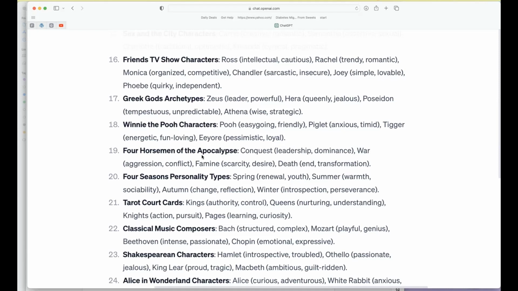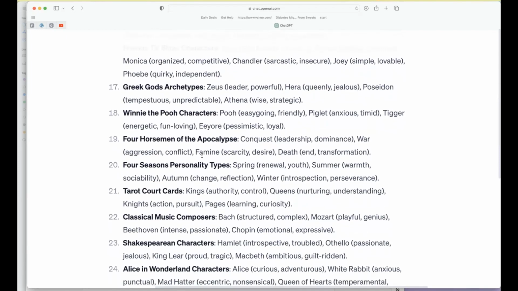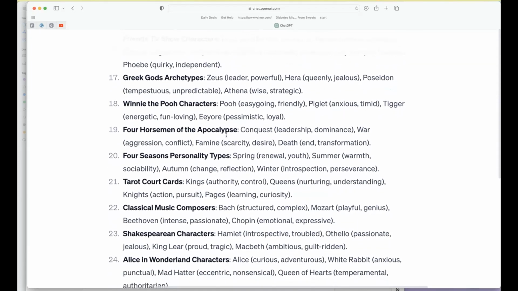The war is definitely danger zone. Famine is definitely danger zone. Death is danger zone. So yeah, we'd have to look into such a thing.